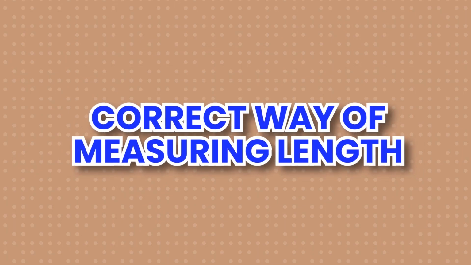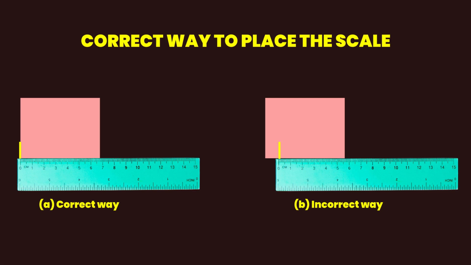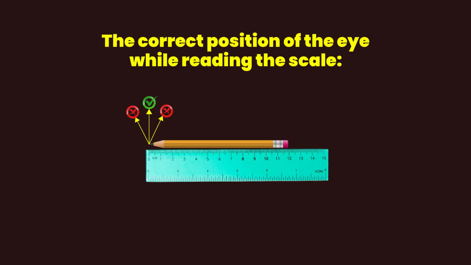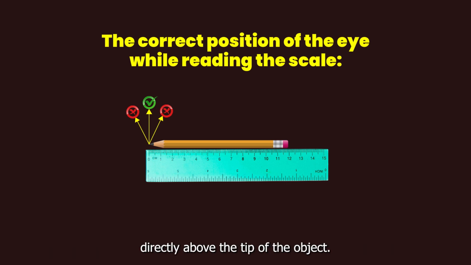Correct way of measuring length. There are a few points to follow while measuring lengths. Correct way to place the scale. The initial point of distance must coincide with the zero reading of the meter scale. The correct position of the eye while reading the scale. To measure the length of the object, first, align the object with the scale and then keep the position of your eyes directly above the tip of the object.